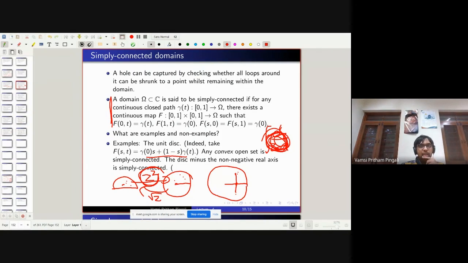If I give you any loop in the disk, you can use this inverse to make it into a loop here. This one is already simply connected because it is convex. That is, you can write a formula for this to shrink it to a point. You take this shrinking and compose it with this function, and you get a formula here. Okay.